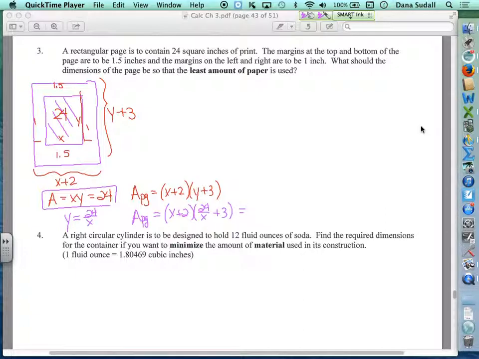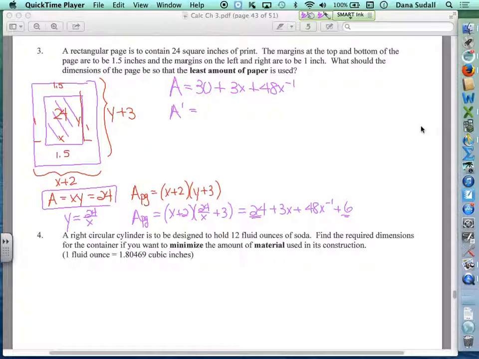And then for this, if you FOIL this, you can use power rule again. So x times 24 over x is just 24. Outer times outer would give me plus 3x. Inner times inner would give me 48 over x, or 48x to the negative 1. Last times last is 6. And then I can combine some like terms together here. This 24 and this 6 will give me 30. I have 3x, and I have 48x to the negative 1.